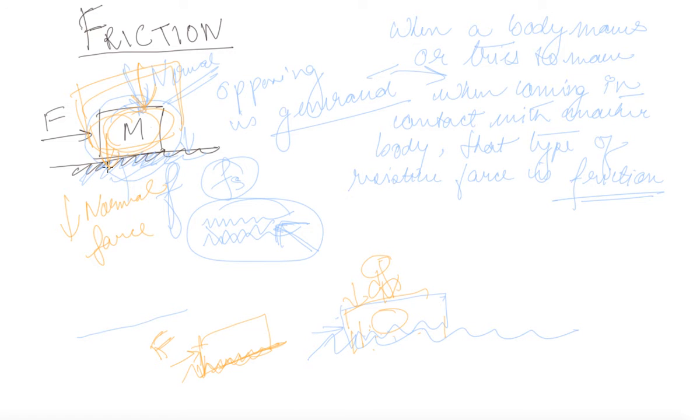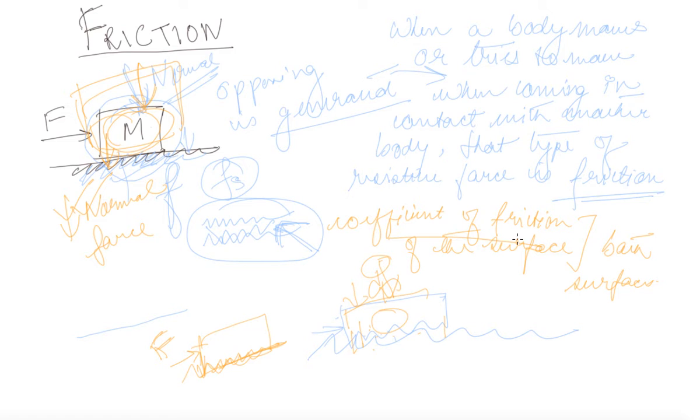So the other factor on which the frictional force depends is your normal force and your coefficient of friction of the surface, that is, of both surfaces, both the object and where the object is placed. This is known as the coefficient of friction. So these are the factors on which friction depends.